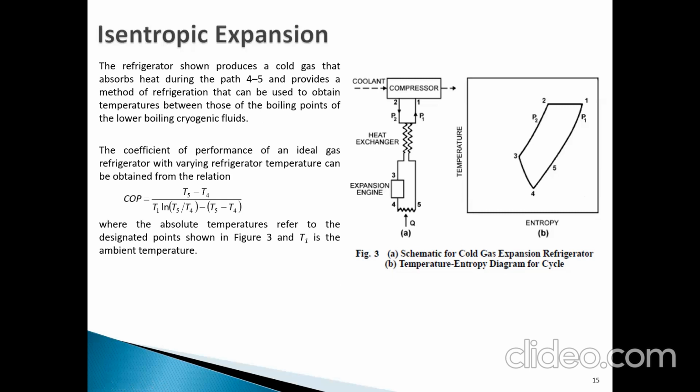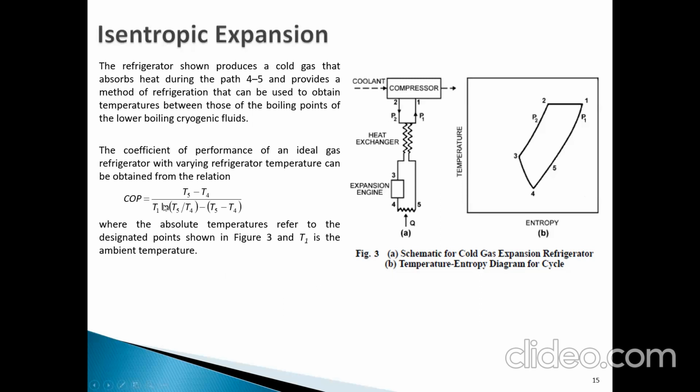The refrigerator produces a cold gas that absorbs heat during the path 4 to 5 and provides a method of refrigeration that can be used to obtain temperatures between those of the boiling points of the lower boiling cryogenic fluids. The coefficient of performance of an ideal gas refrigerator with varying refrigerator temperature can be obtained from the relation COP is equal to T5 minus T4 over T1 times ln of T5 over T4 minus T5 minus T4.